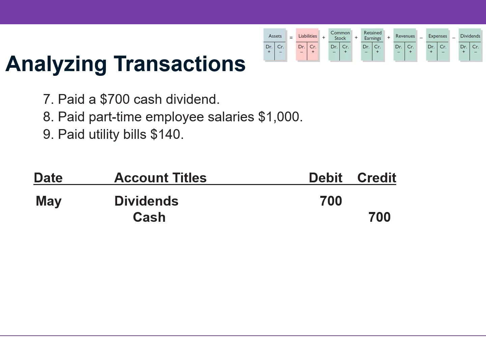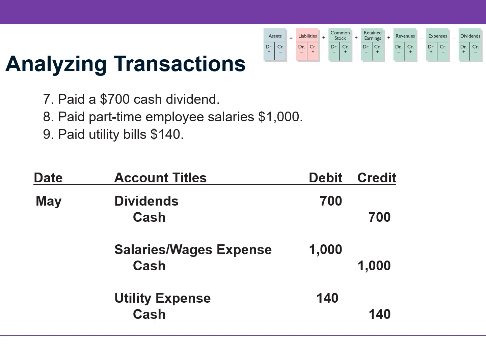For transaction number 8, we see the word paid again, so we know the credit is to cash. We also know that expenses increase with debits, so we would debit salary and wages expense and credit cash for $1,000. For transaction number 9, we see the word paid once more, so we know the credit is to cash. And we also know expenses increase with debits, so we would debit utilities expense and credit cash for $140.